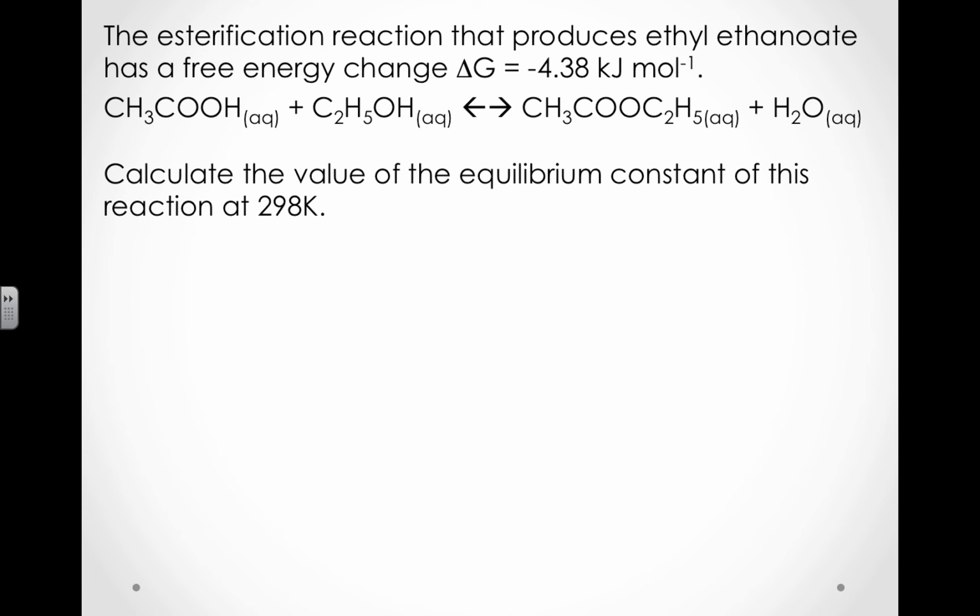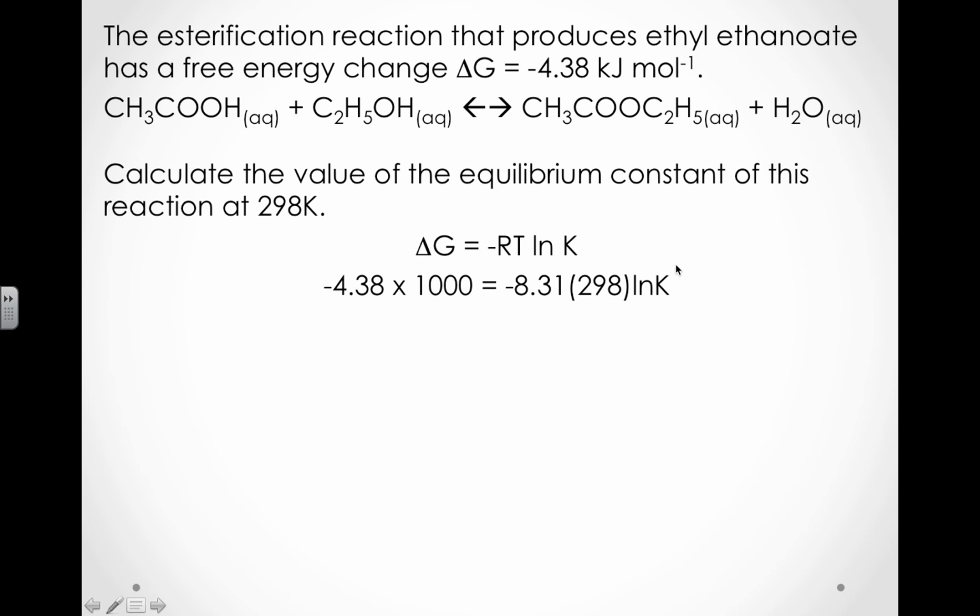The esterification reaction that produces ethyl ethanoate has a free energy change, delta G equals negative 4.38 kilojoules per mole. Calculate the value of the equilibrium constant of this reaction at 298 Kelvin. So here's our equation. Remember that R is in joules per mole, and Gibbs free energy is in kilojoules per mole, so we're going to need to change one of those. Today, I'm going to change kilojoules to joules. So I'm going to multiply 4.38 by 1,000, then plug in my R value and my temperature in Kelvin, make sure it's in Kelvin, and then we don't know what K is.